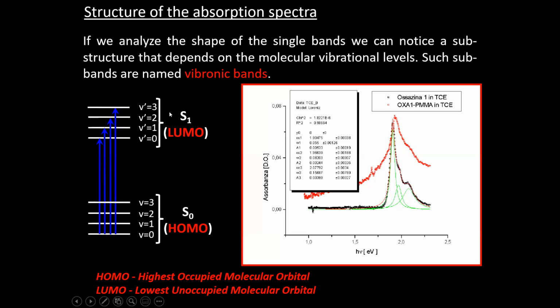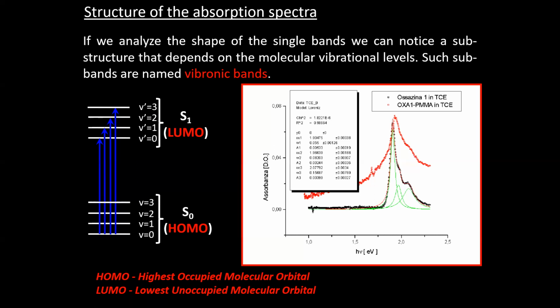Okay? Now, this notation is equivalent to the notation that you should have seen in your previous courses, that is the notation that is used in semiconductors. In semiconductors, the highest occupied band of levels is named the valence band. The first unoccupied energy band is named the conduction band.